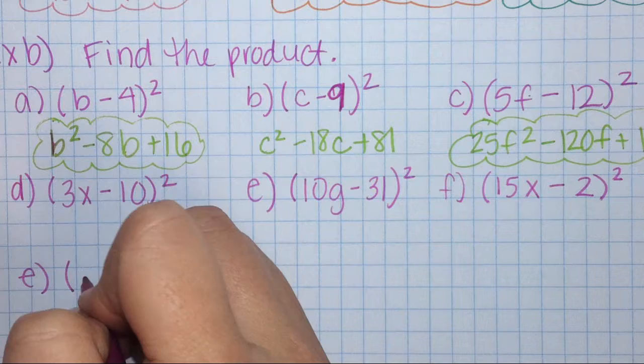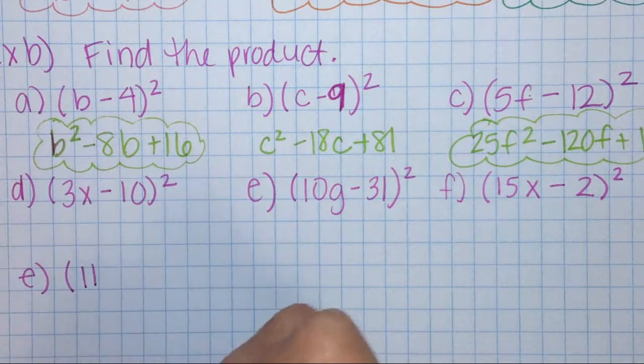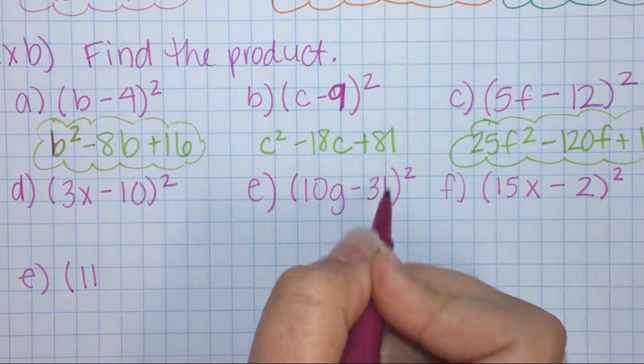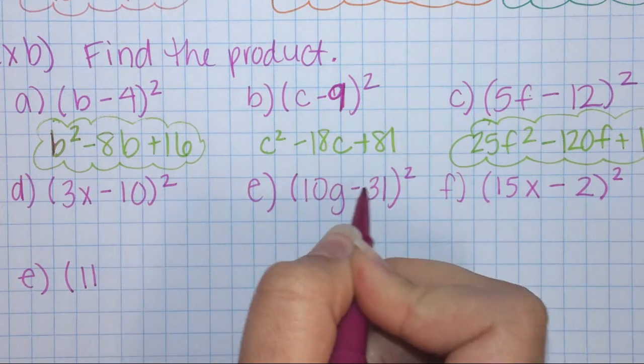Well, what if we multiply 10 and 3? Hey, and this is a 31, guys. This is a 31 right here. 10G minus 31.